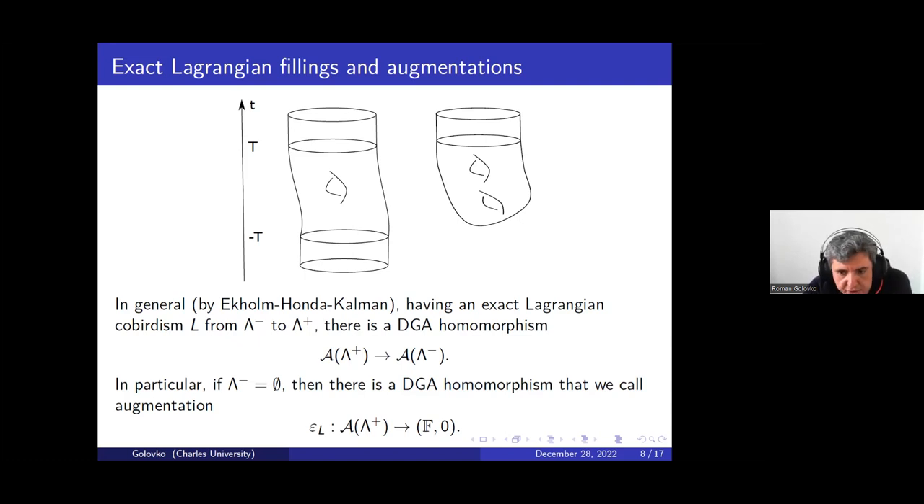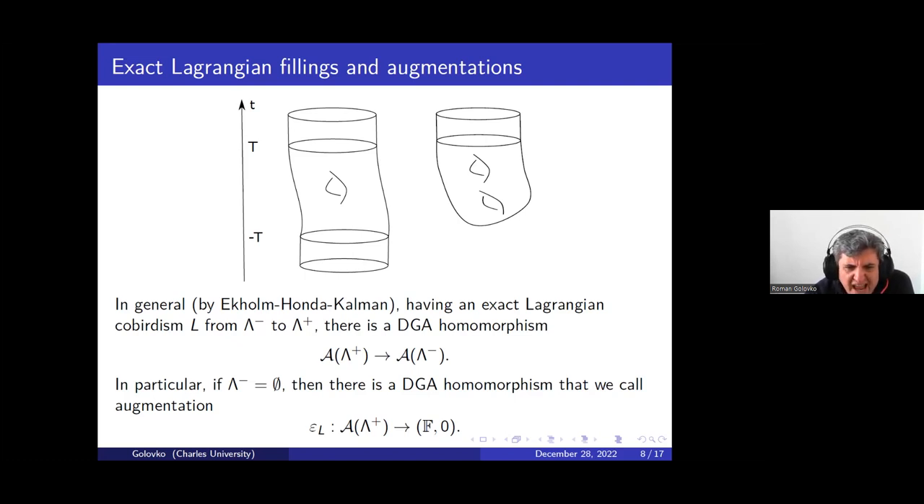Now, with these geometric objects, what happens is that Ekholm, Honda, and Kálmán proved that given an exact Lagrangian cobordism from lambda minus to lambda plus, there is a homomorphism of differential graded algebras. Namely, we have a map from the Chekanov-Eliashberg algebra of lambda plus to the Chekanov-Eliashberg algebra of lambda minus. In particular, if lambda minus is an empty set, then we have a differential graded algebra homomorphism that we call augmentation. It will be a map from the Chekanov-Eliashberg algebra of lambda plus to the Chekanov-Eliashberg algebra of the bottom. But since we don't have any bottom, and it's supposed to be a unital algebra, we just have a ground ring with a zero differential.